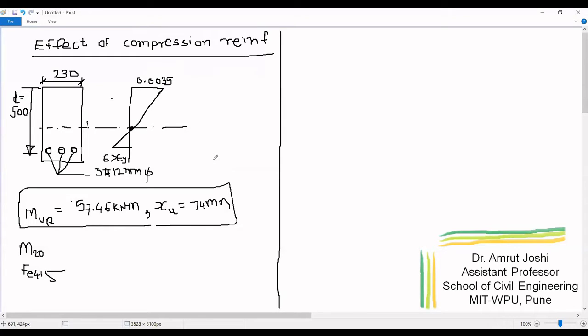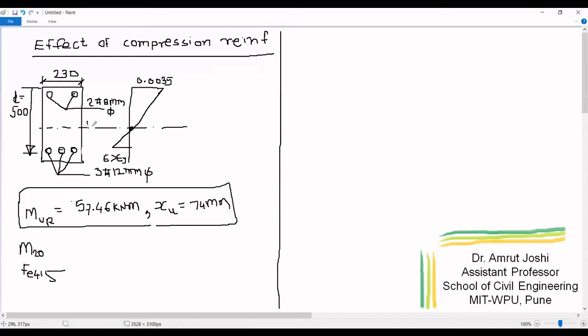Now, in addition to this tension steel, let us try and provide some compression steel. So let me provide 2 bars of 8 mm phi as a compression steel. Now please understand that this is purely a thought experiment.